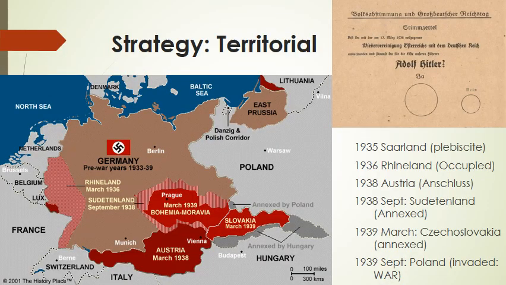On its mission for Grossdeutschland, Germany started by employing self-determination. A plebiscite was held in the Saarland in 1935, in which the locals voted to rejoin Germany. Likewise, in Austria in 1938, another plebiscite was held. This time, though, the conduct of the vote was a little more dubious.